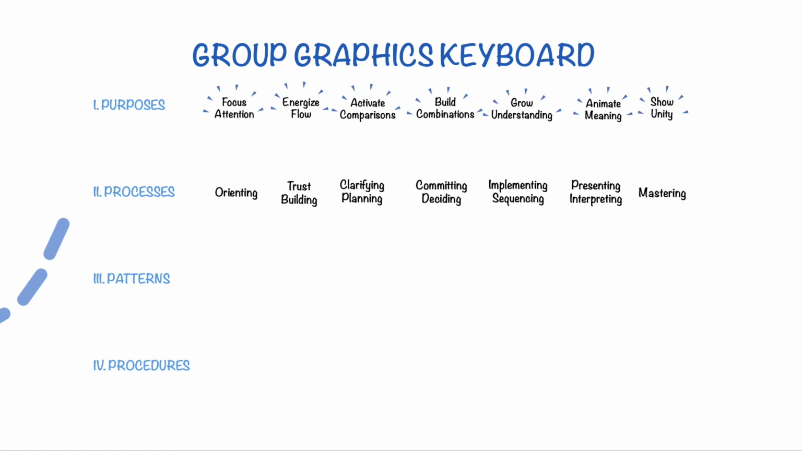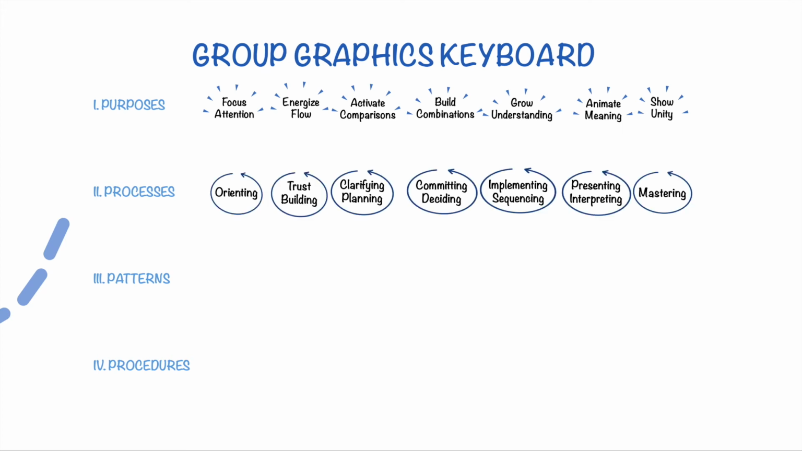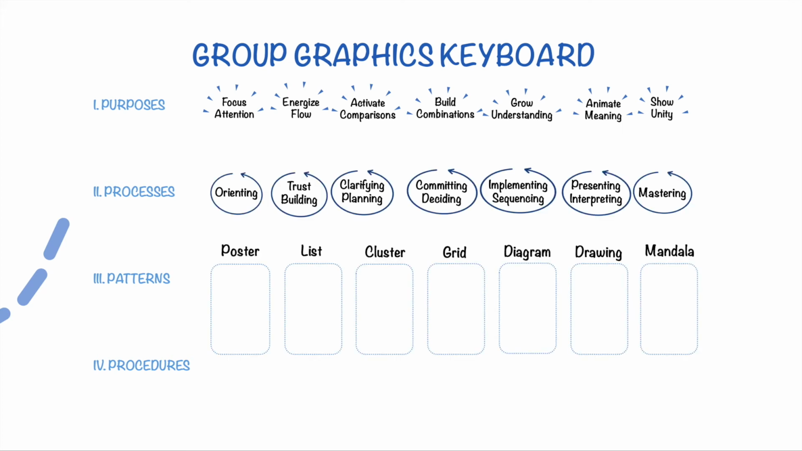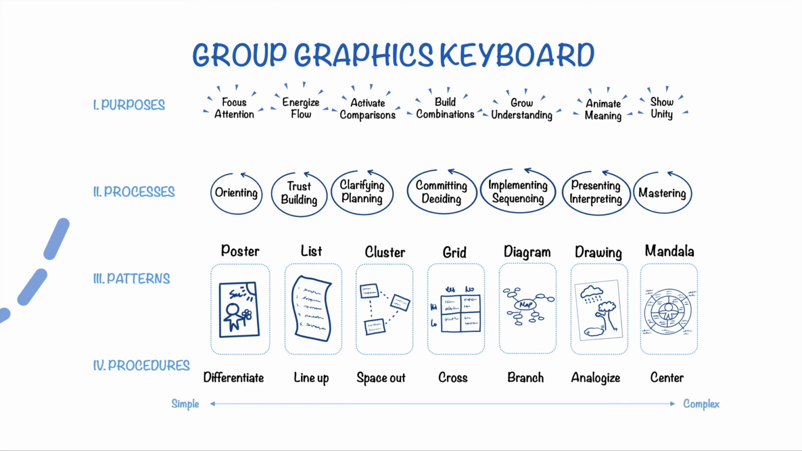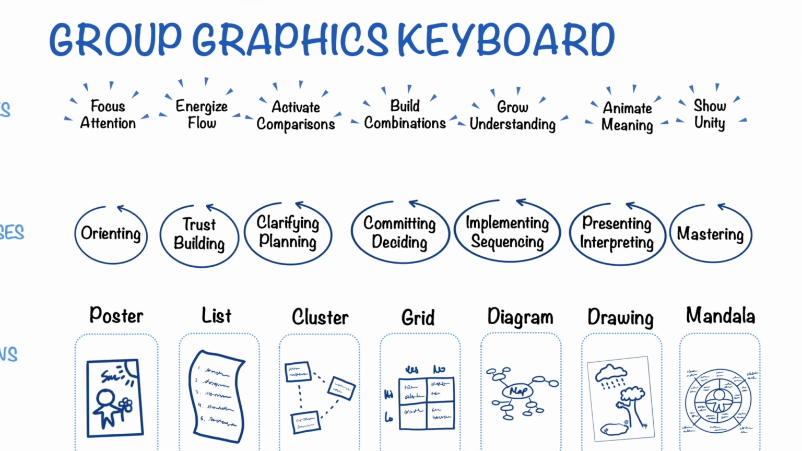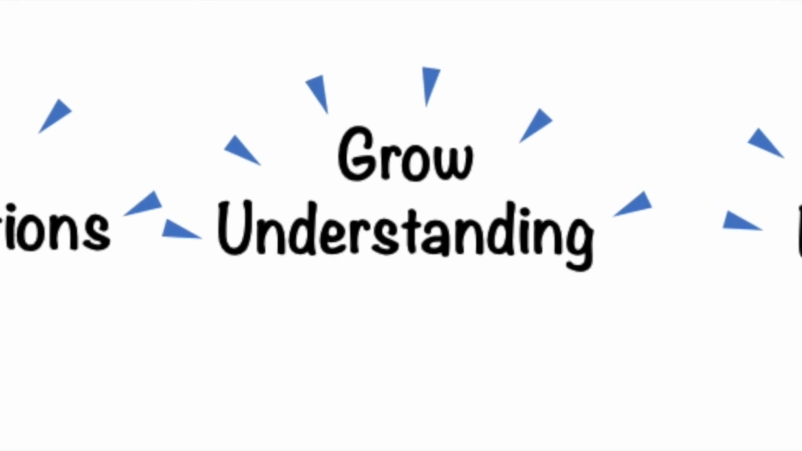After that comes the 7 different processes. And then from there are the patterns, which are the graphics. And of course, there are the procedures for the different graphics as well. These are organized from simple to most complex. Now let's zoom into this example.